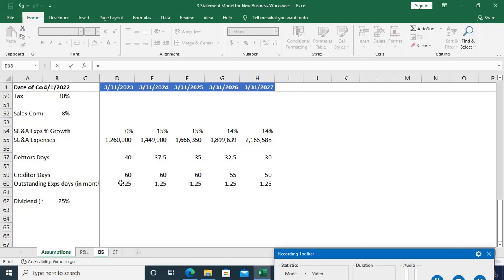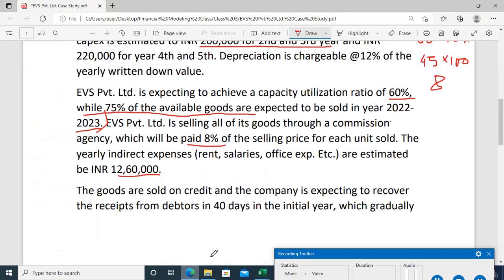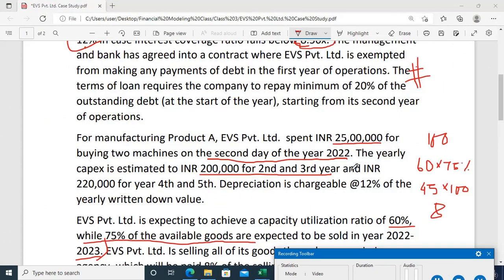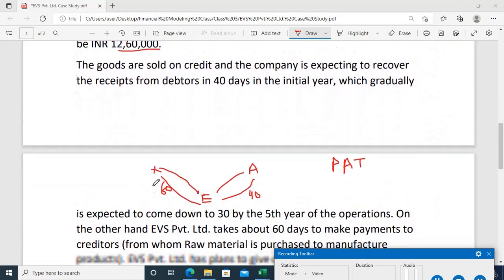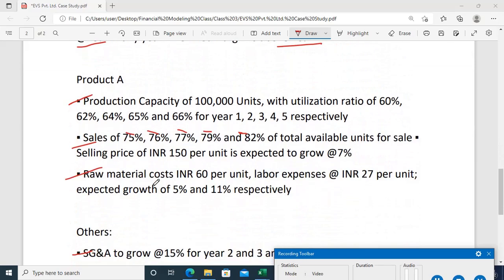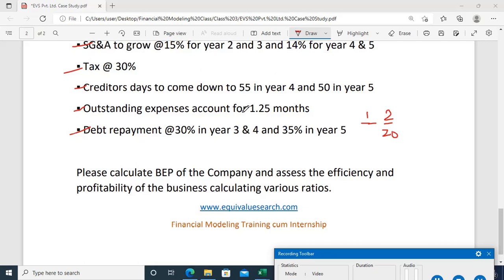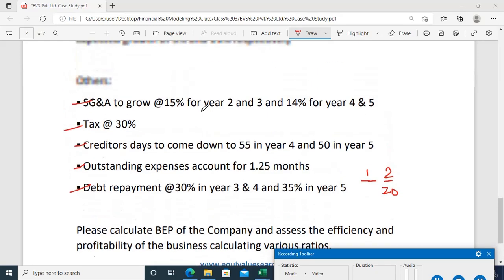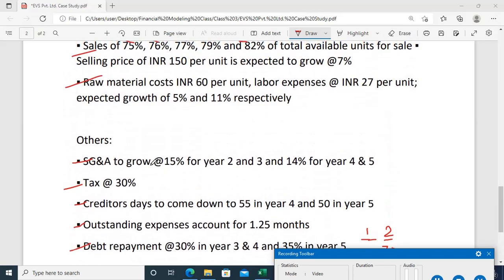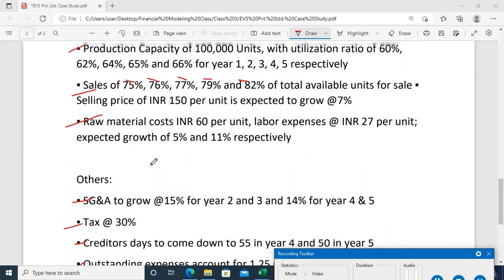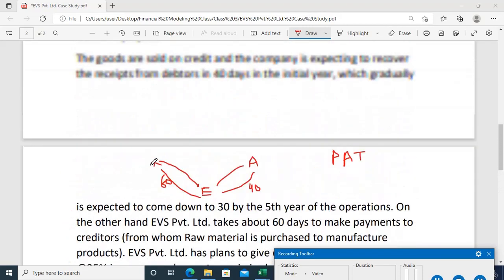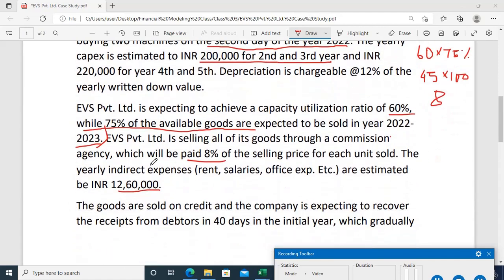So if you check this thing, if you just check, so you had this thing here, outstanding expense account for 1.25 months. Now this is outstanding expense, meaning this is not the direct but the indirect expense. So we had something of SG&A, yeah, this is the portion. So on this we can apply this.